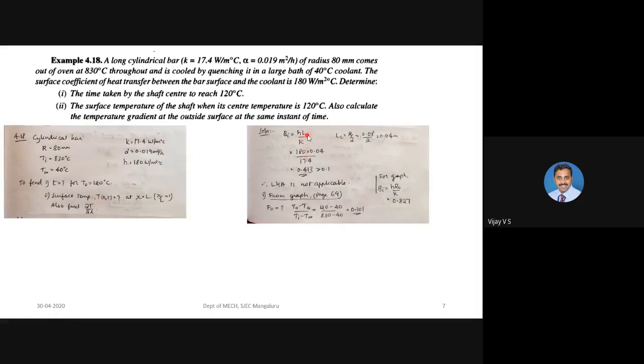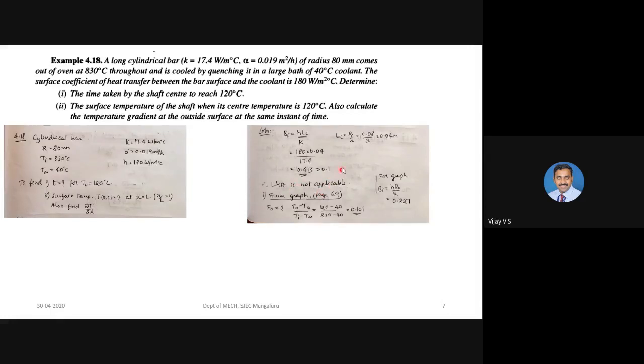To check the Biot number, we should use hLc by k. Lc is R by 2 here, that is for a cylinder. So 0.08 by 2, 0.04. If I use this one, I will get 0.1413. So it is greater than 0.1, therefore lumped heat analysis is not applicable.